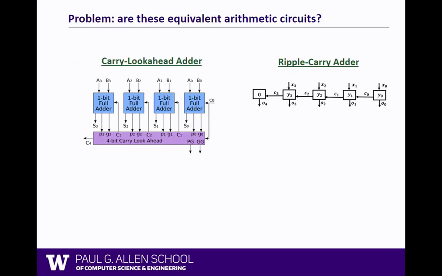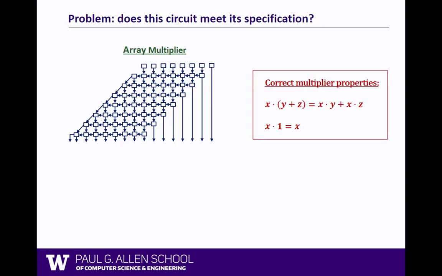The first one is equivalence checking. So given two different arithmetic circuits, are they equivalent in terms of input and output? Okay. And the second related problem is specification checking. Given, say, a multiplier circuit or something larger, does that circuit meet its specification? So for example, for this multiplier, if it is implemented correctly, then it should satisfy the distributivity property as well as 1 being the multiplicative identity.